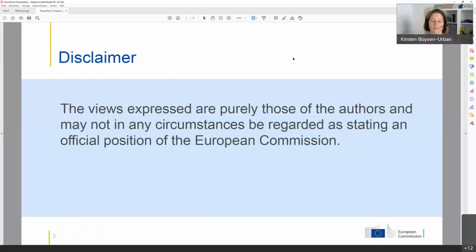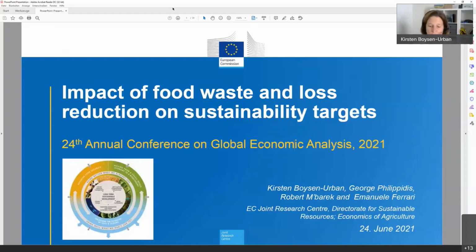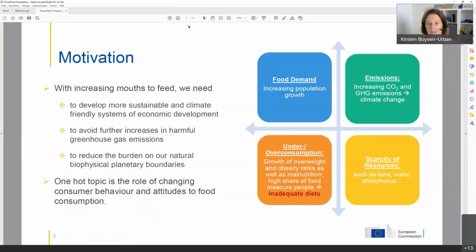The motivation for this work was driven by many different developments that we currently observe. For instance, food demand is increasing over time, particularly driven by population growth. At the same time, in some countries we see increasing rates of overconsumption of food, leading to overweight and obesity. On the other hand, in other countries, we still observe many people consuming an inadequate diet and suffering from undernutrition. Or also in countries, we have the double burden of malnutrition, where we observe both developments.